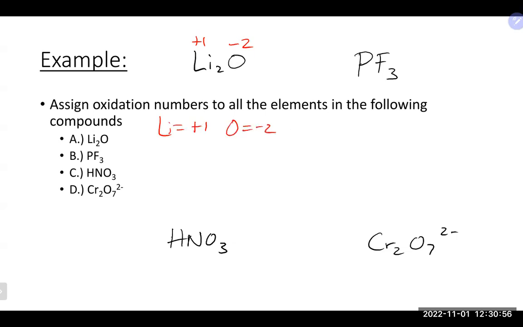Going to our PF3, fluorine is going to be -1. There are 3 of them, which means to balance it out, the phosphorus would have to be +3 in this case, since it does equal 0 overall. That means the phosphorus is +3 and our fluorine is -1 in terms of oxidation state.